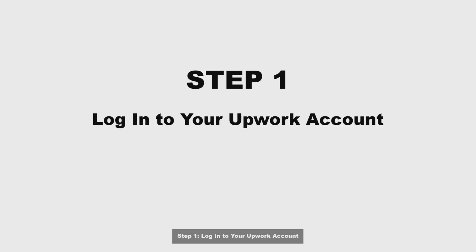Changing your payout method on Upwork Enterprise is a straightforward process. Follow these steps to ensure your payment preferences are updated correctly. Step 1. Log into your Upwork account. Access your Upwork Enterprise account by entering your credentials on the Upwork website. Ensure you are logged in to make any changes to your payout settings.